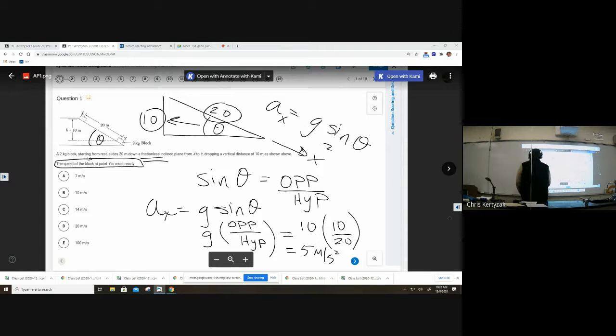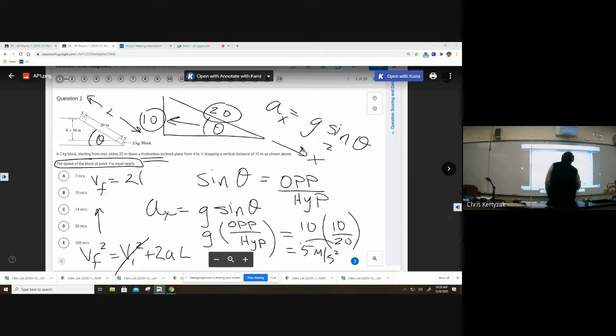My thinking would be to use the kinematics formula, v final squared equals v initial squared plus 2aL, where L is the distance along the ramp, for delta x. I know it starts with no speed at the top. So really, v final squared would be 2 times the acceleration, which we knew was 5, times the ramp length, which was 20. And then I'd have to square root that because of the v final squared. So 2 times 5 is 10, 10 times 20 is 200. Our answer will be the square root of 200.